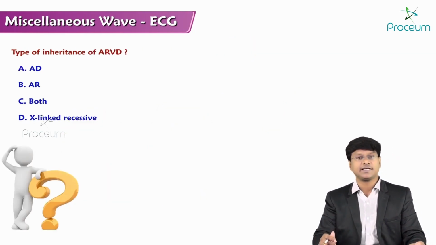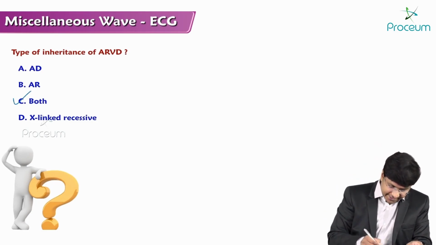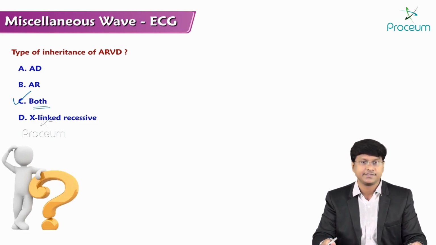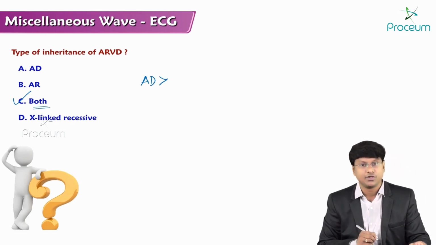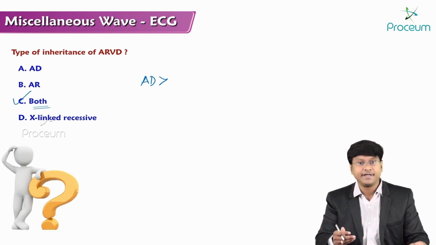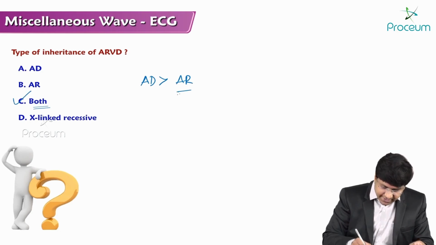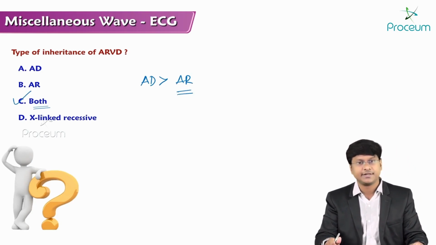And you should know the type of inheritance of arrhythmogenic right ventricular dysplasia: autosomal dominant, autosomal recessive, both, or X-linked recessive. Please remember, the inheritance is both autosomal dominant as well as autosomal recessive. But typically it is inherited as an autosomal dominant trait, with variable penetrance and expression, but there is also an autosomal recessive form.